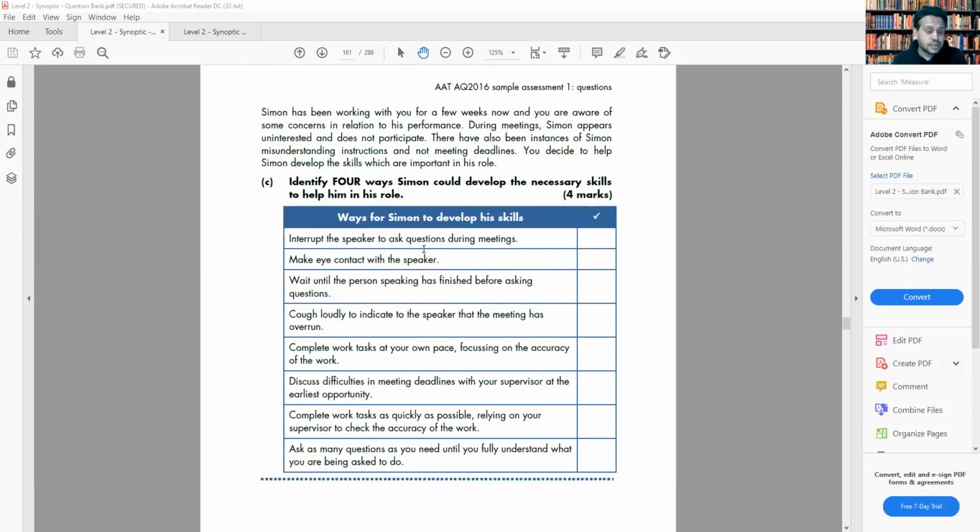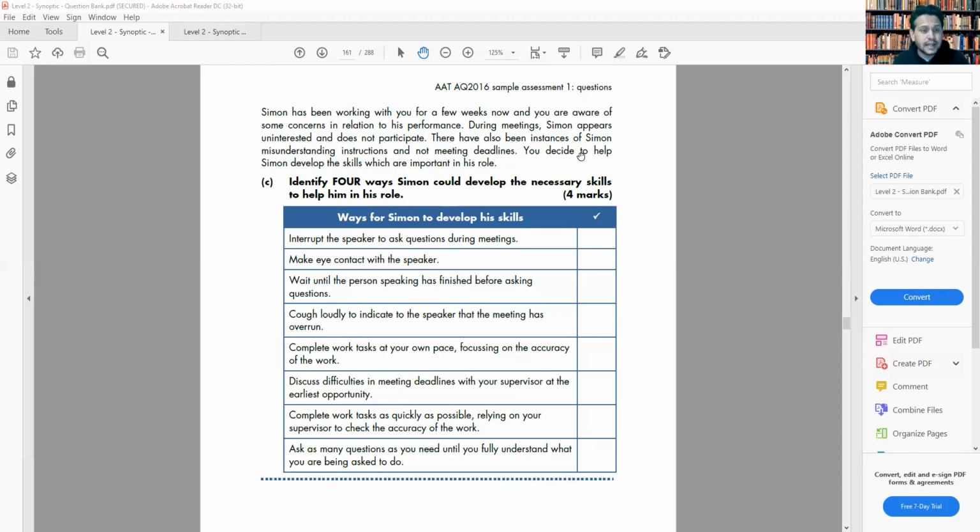Okay, let's have a look at the next one. The next one says, Simon has been working with you for a few weeks now, and you are aware of some concern in relation to his performance. During meetings, Simon appears uninterested and does not participate. There have also been instances of Simon misunderstanding instruction and not meeting the deadline.